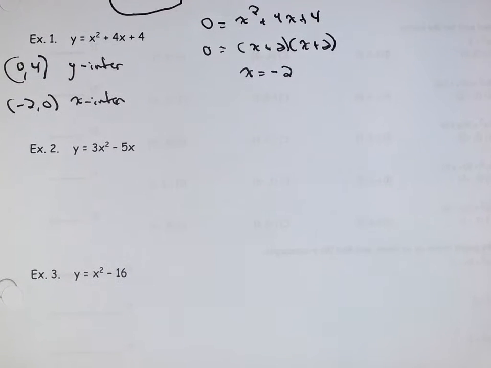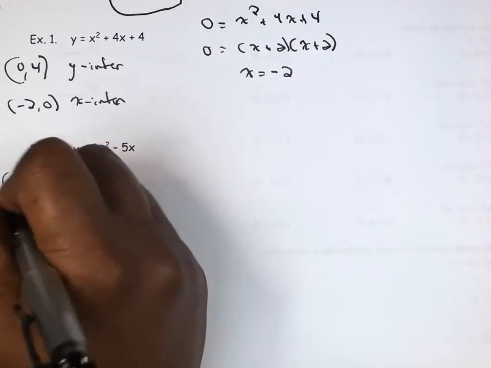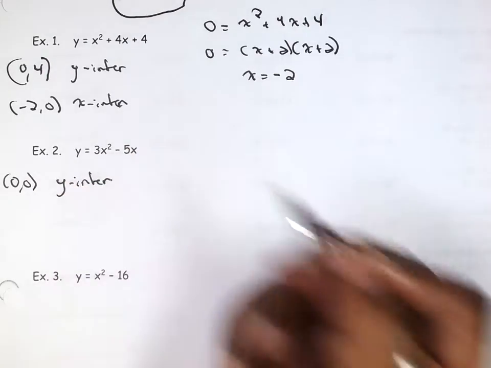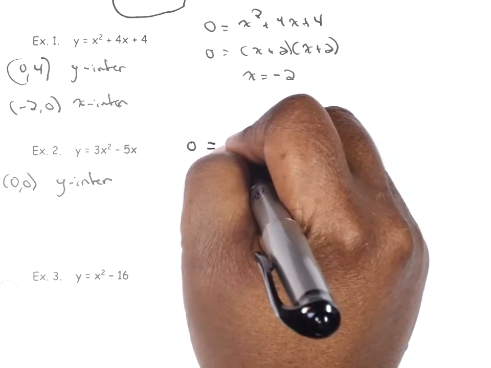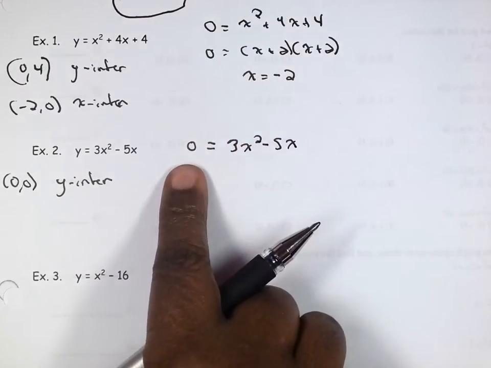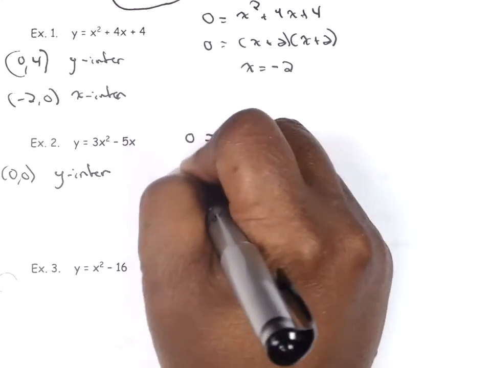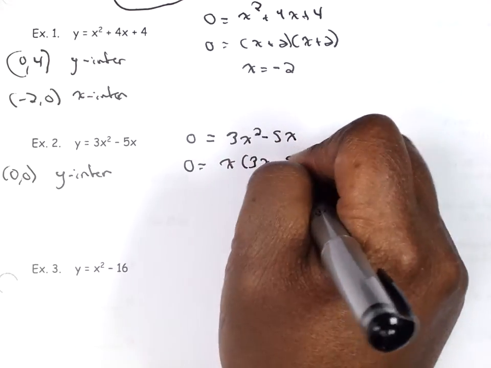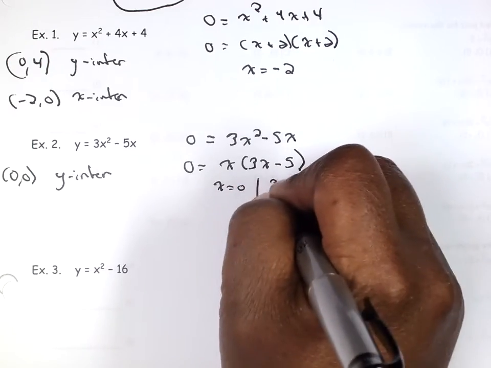For number 2, the c term is 0. So (0, 0) is the y-intercept. And now I'm going to solve to find the x-intercept. So I let y equal 0. And this again is factorable. I can first pull out a greatest common factor, and then I set each of those factors equal to 0.